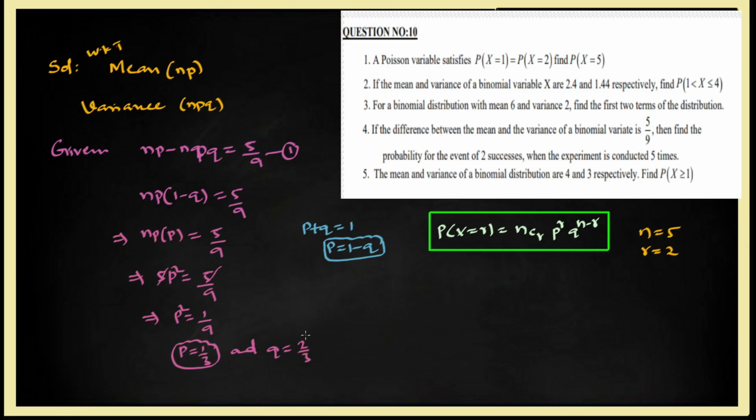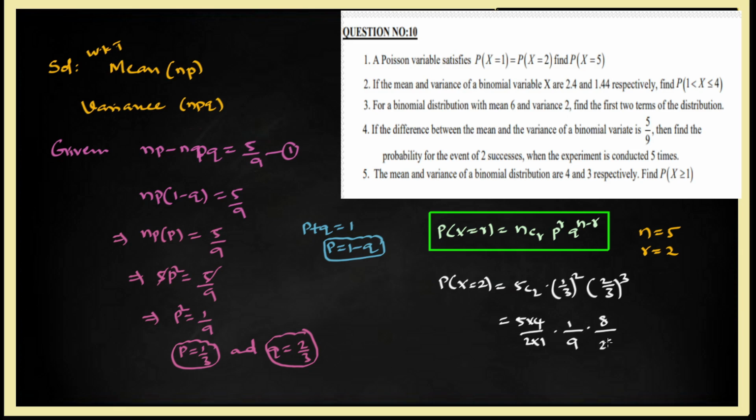Now we have the p value as well as the q value, and n and r. From the binomial distribution we have to find the probability of two successes. So P(X = 2) is 5C2, p means (1/3) to the power r, which is 2, q means (2/3) to the power n minus r, 5 minus 2 is 3. 5C2 is 5 into 4 divided by 2 into 1. (1/3) squared is 1/9, 2 cubed is 8, and 3 cubed is 27. So 5 twos are 10, 10 eights are 80, divided by 9 into 27 is 243.